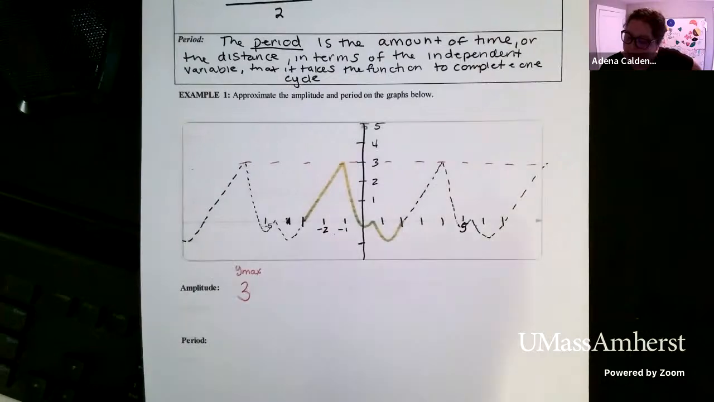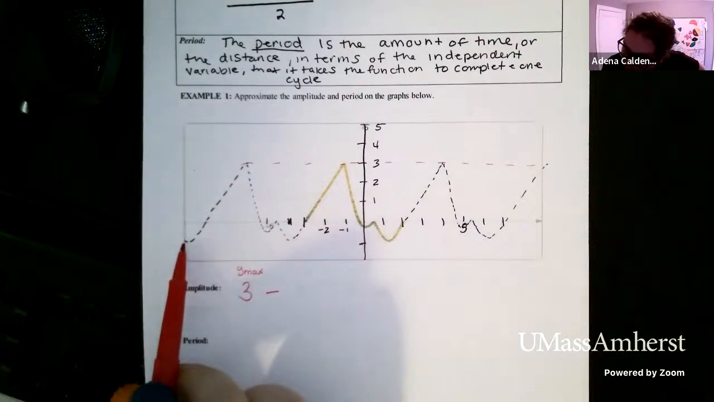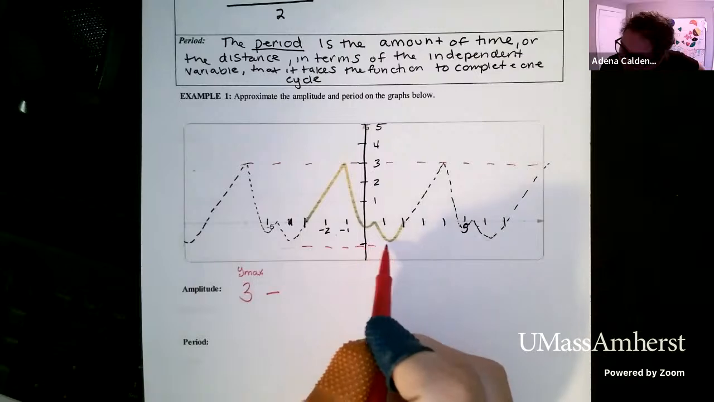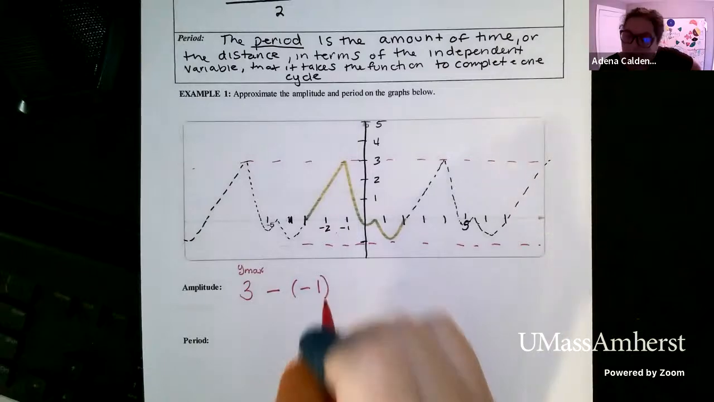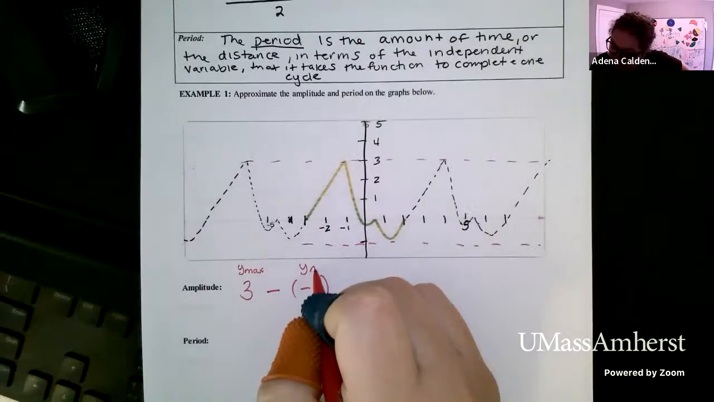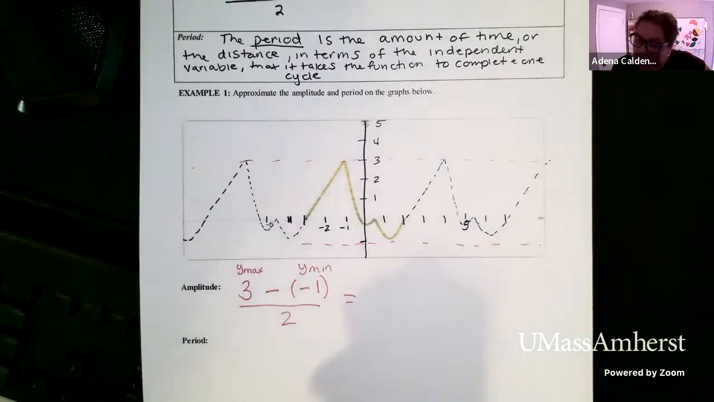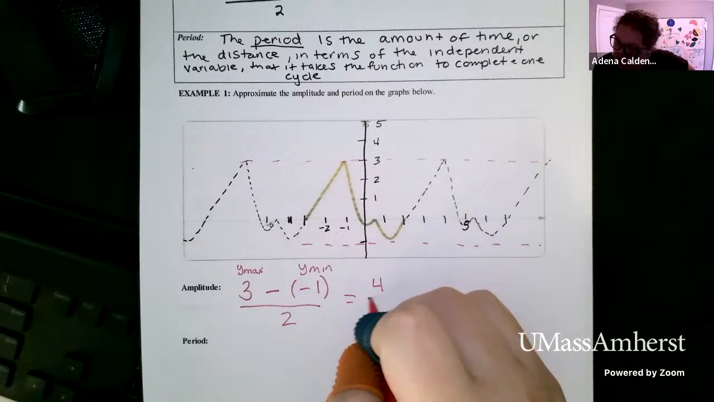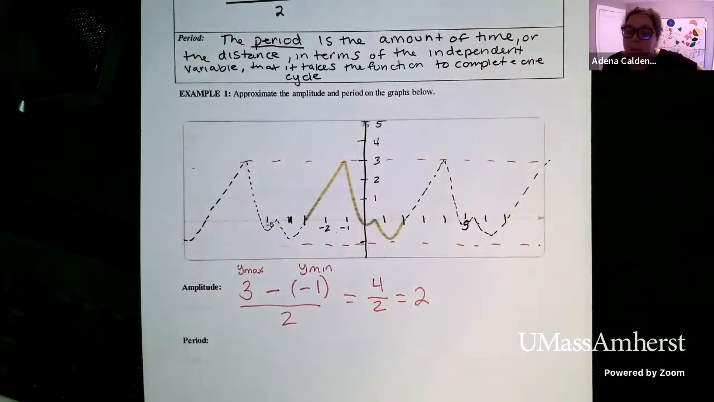which is our y max, minus, and now for our min, we want to come down to where we bottom out. Looking across, that goes down to about -1. So be really, really careful with negative numbers because we're subtracting. And then we have to divide by 2. Okay, so 3 minus -1, right? The negative and the minus are going to cancel. We have 4 over 2, which is 2. So our amplitude is 2.